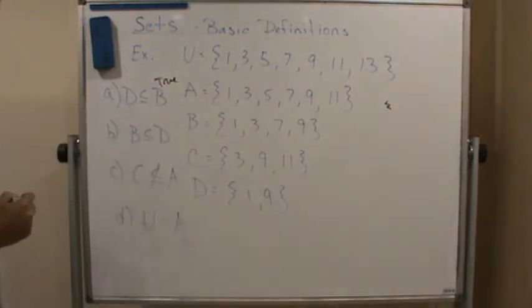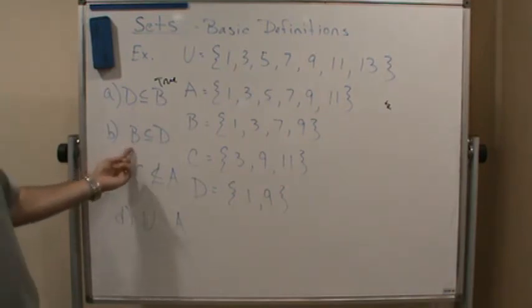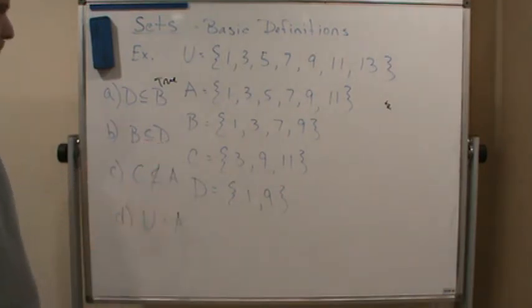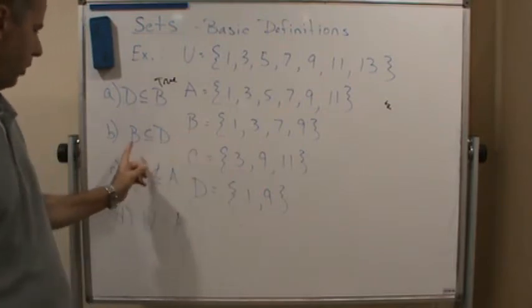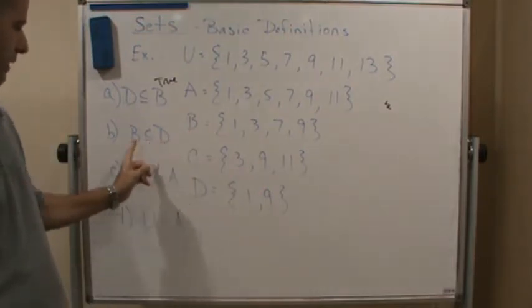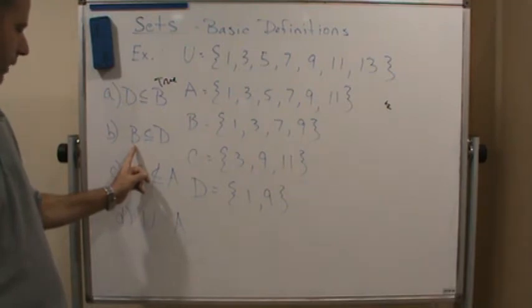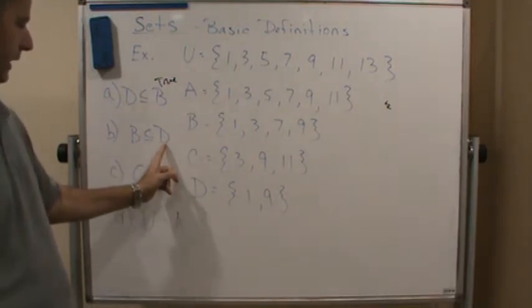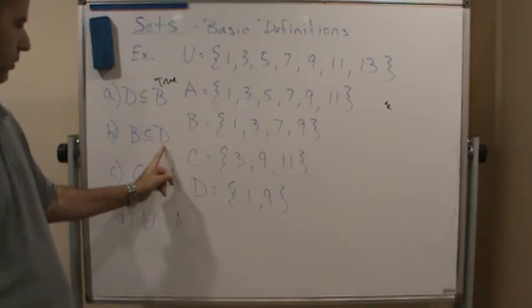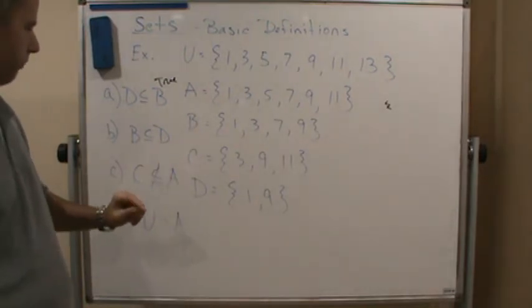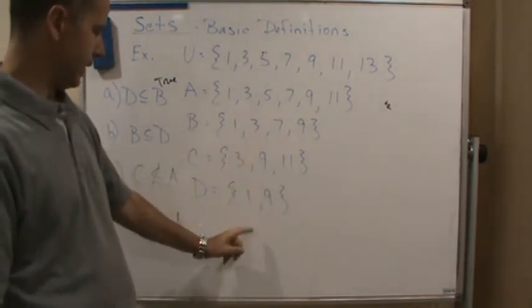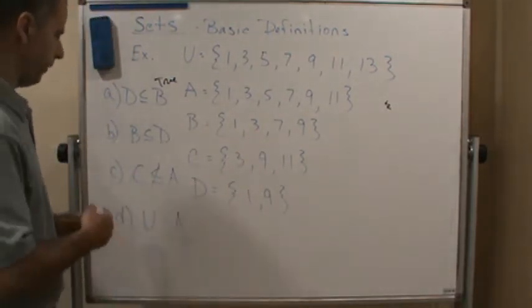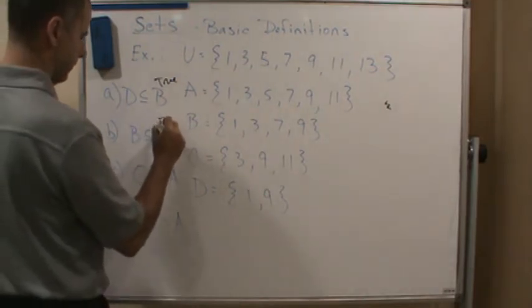Okay. Now, what about B is contained in D? Well, we can see that that is not true. Why? Because remember, B is a subset of D means all the elements of B are contained in D, which means that they're also an element of D. Well, 7 is not in there and 3 is not in there. So the answer is false. This is a false statement.